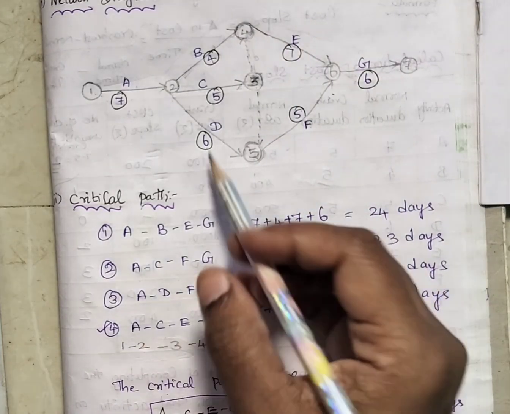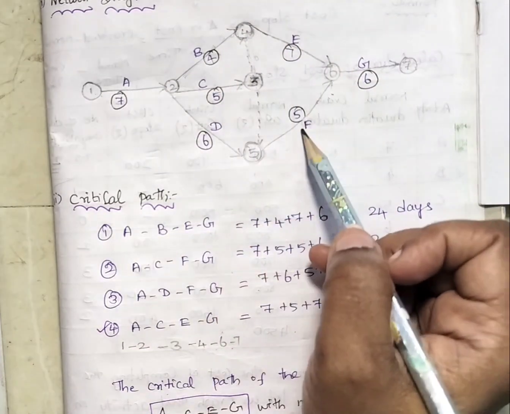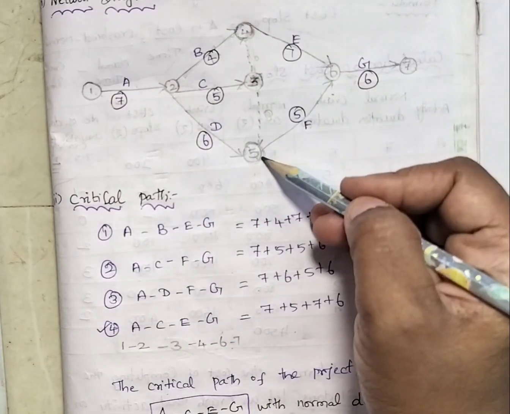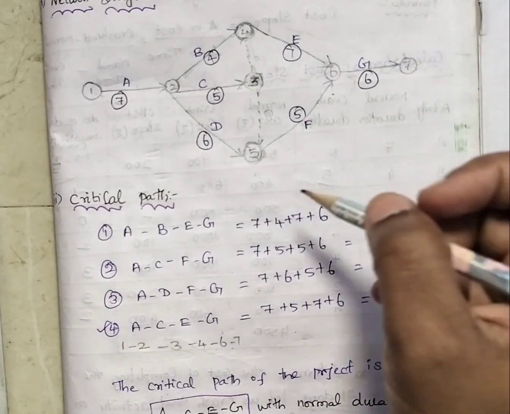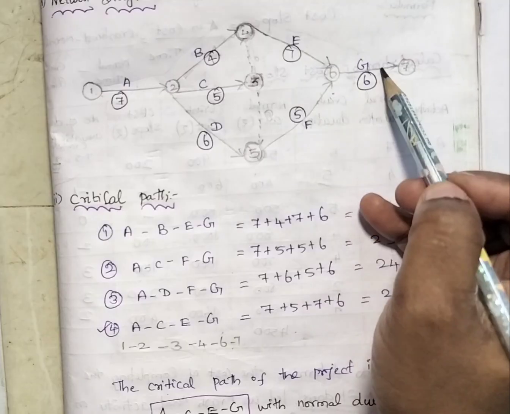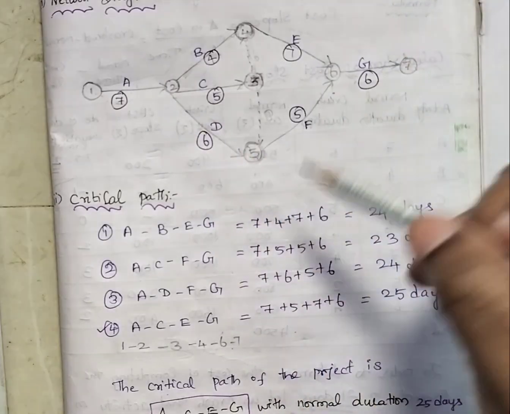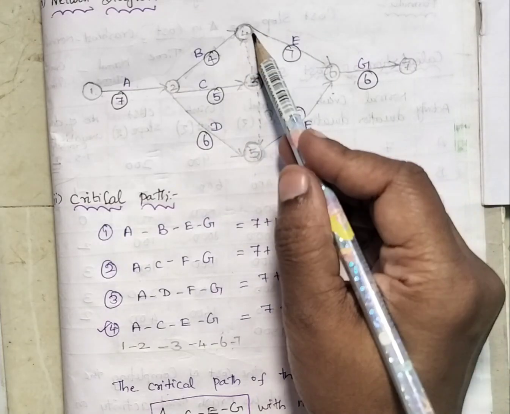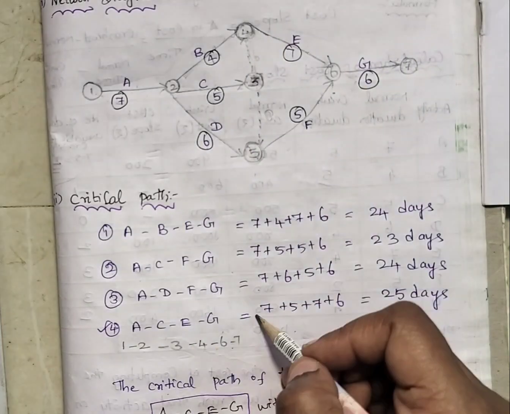A, C, F, G, another path. A, C, this is a dummy, so there is nil, and F, G. And A, D, F, and G. This is one. A, C, E, G. A, C, through dummy, E and G. Okay, these are the paths.